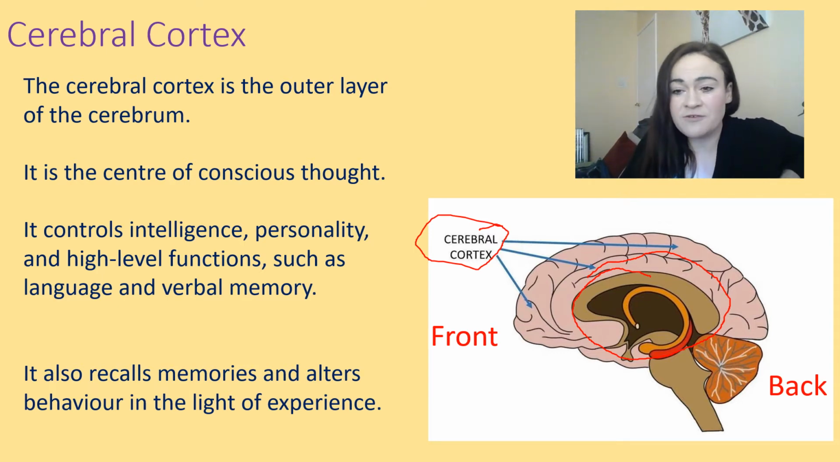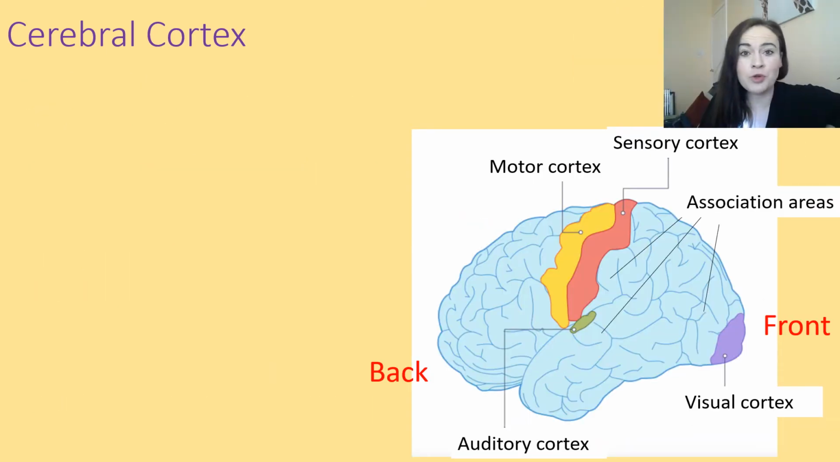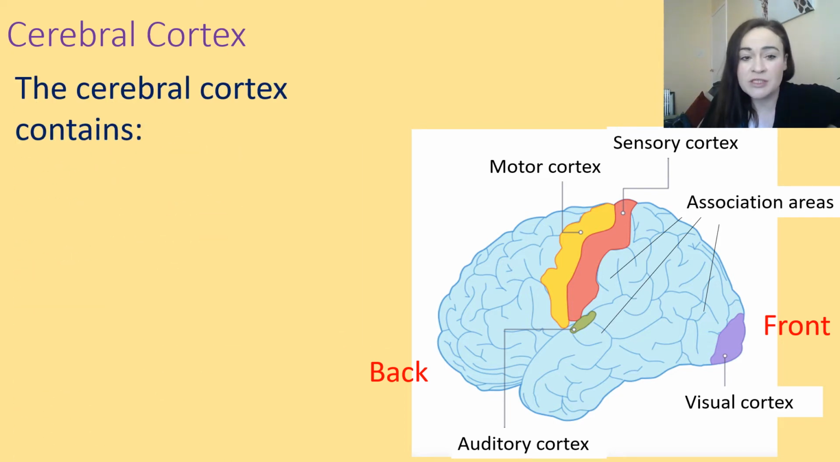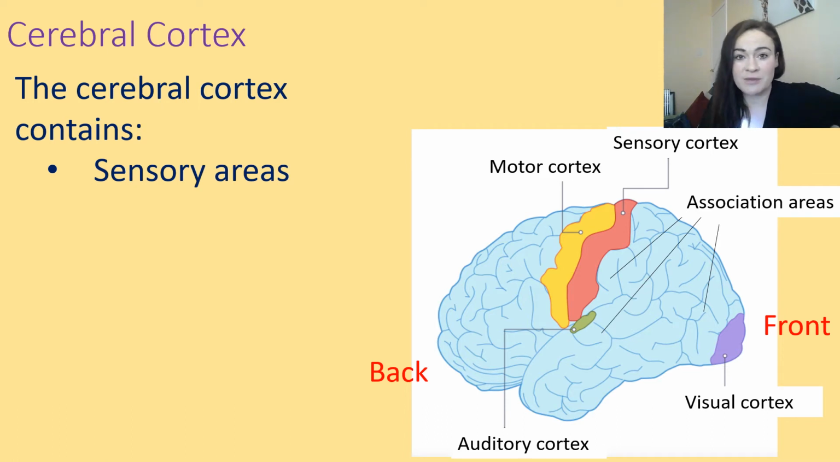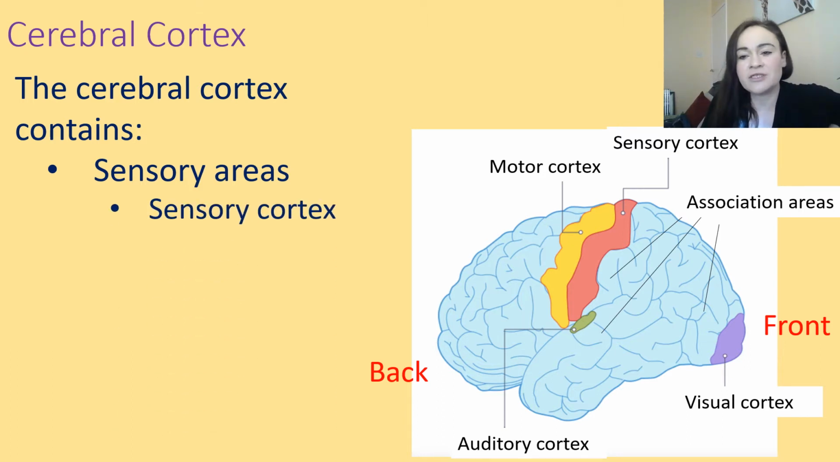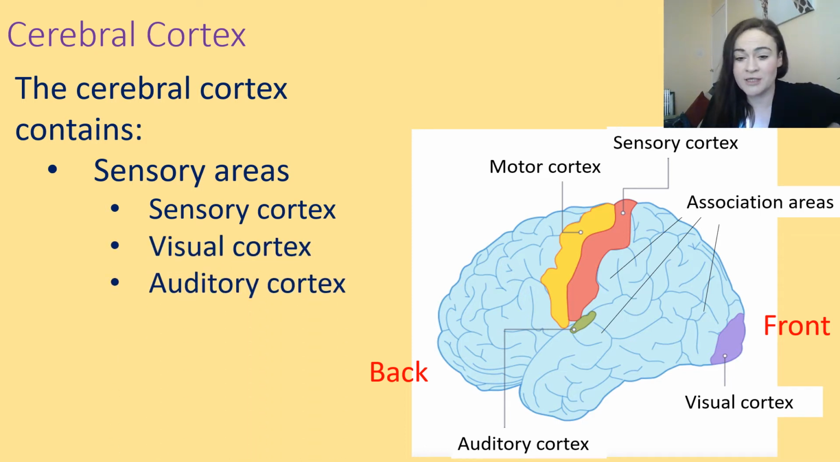It's split up into many different areas. So we don't look at the cerebral cortex in great detail. You probably will have recognized these sort of brain maps here. The main areas that we need to look at are the sensory areas. So that's obviously all about sensing and detecting change in the environment, dealing with that sort of information. And the sensory areas include the sensory cortex, visual cortex, and auditory cortex. Anything linked to how you can sense the environment.